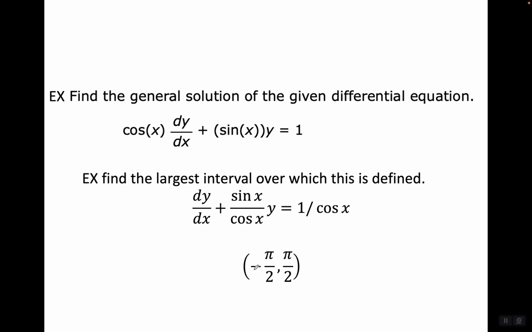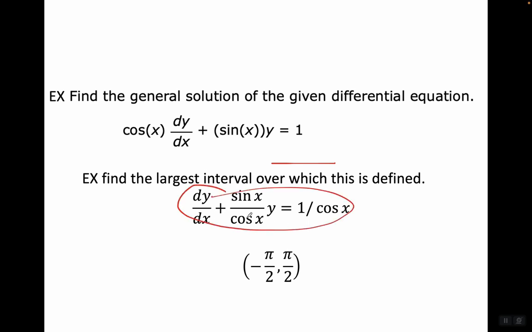There's a problem in the homework that looks like this. Find the general solution of the given differential equation, cosine x dy dx plus sine x y equals 1. So you solve this, and then they ask you, find the largest interval over which this is defined. Well, you look at the solution and you think, gee, that should be defined everywhere. But it's not. Because in the process of solving this differential equation, when you divide everything through by cosine x, you get an equation that looks like this.